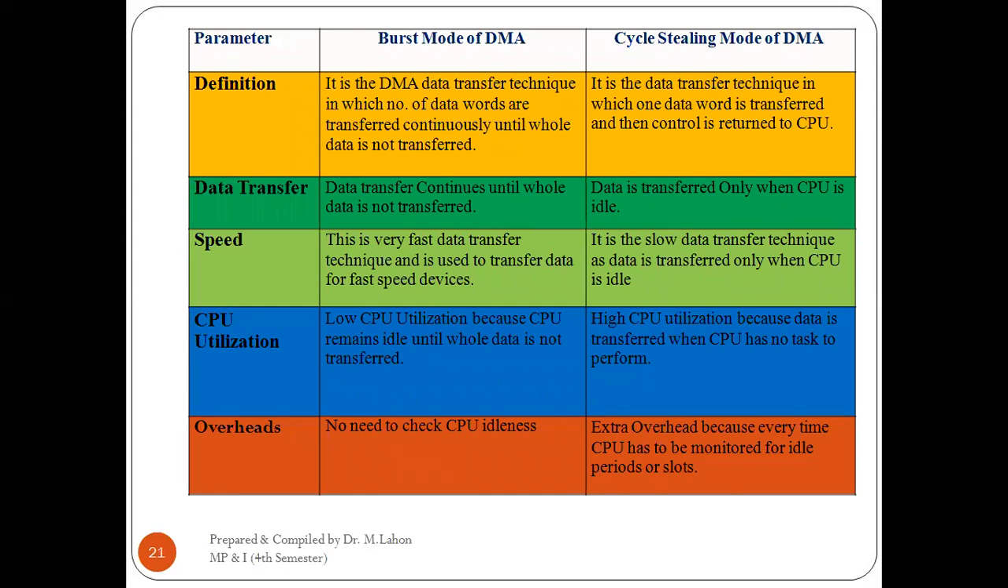There are two modes of DMA. One is the burst mode and the other is the cycle stealing mode. In case of burst mode, a block of data is transferred at a time. But in case of cycle stealing, the data is transferred when the CPU is found to be idle. In burst mode, the data transfer continues until the whole block of data is transferred. It is a very fast technique, and CPU utilization is less because as long as the transfer takes place, the CPU is idle. But in case of cycle stealing, when the CPU is idle, the transfer takes place. So CPU utilization is higher.